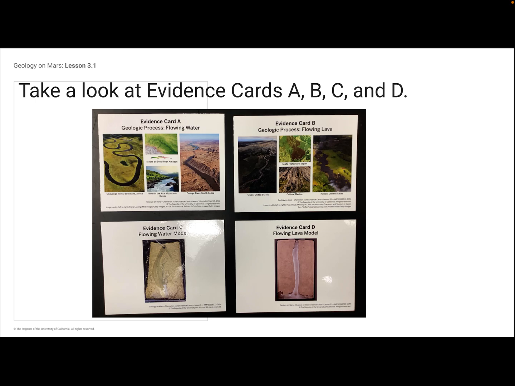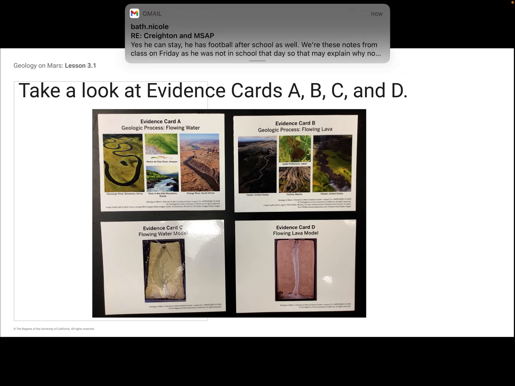So if we look at evidence cards A and B, these are showing pictures. And if you remember, they were pictures taken from an airplane. And we used words to describe what these landforms look like.